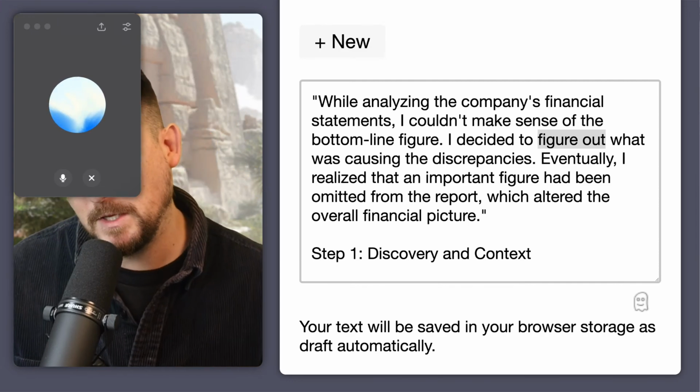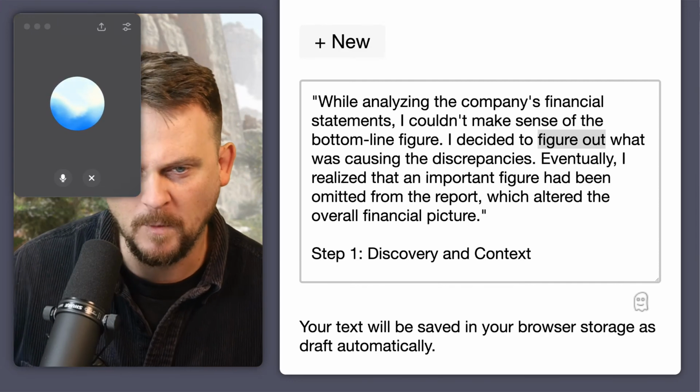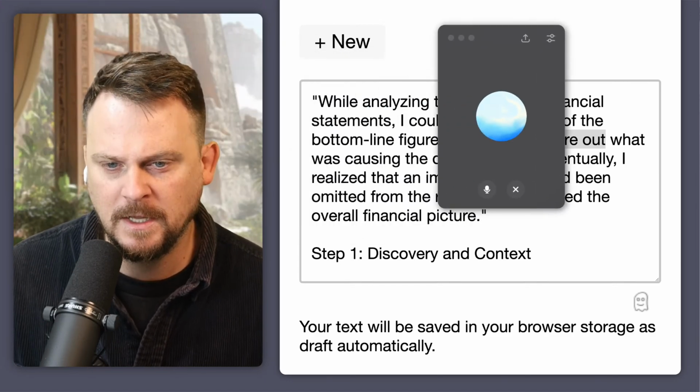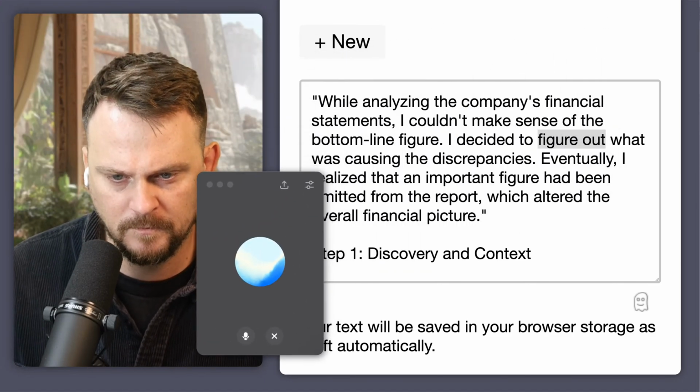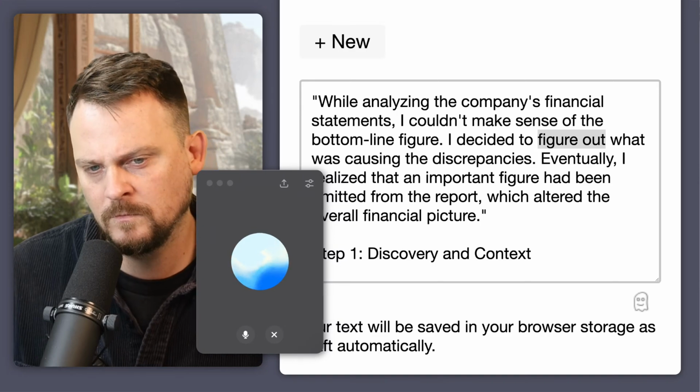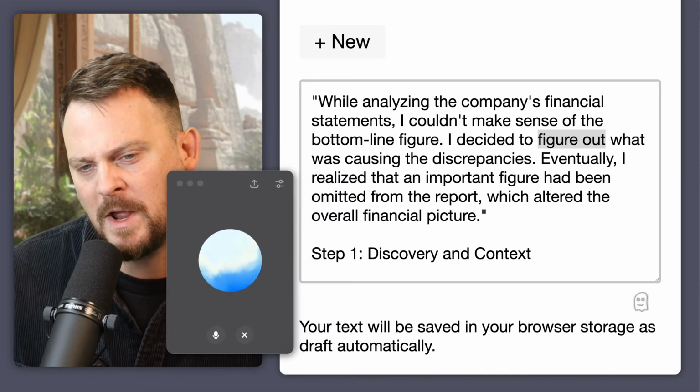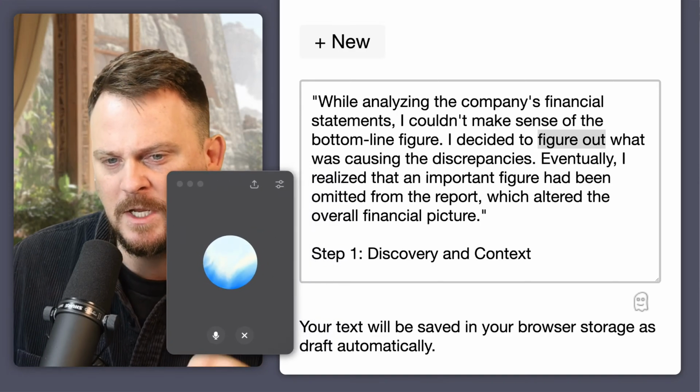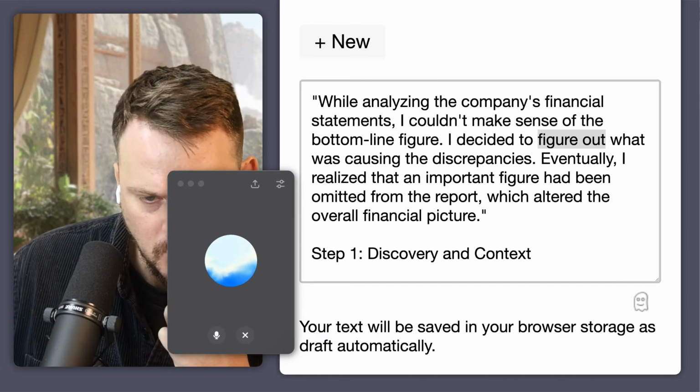Okay, I see. So maybe it's more about the process. Figure out is more about a process. That makes sense. Okay, thank you. You're welcome. Glad that helped clarify things. By the way, what about discrepancies? Can you tell me what a discrepancy is?